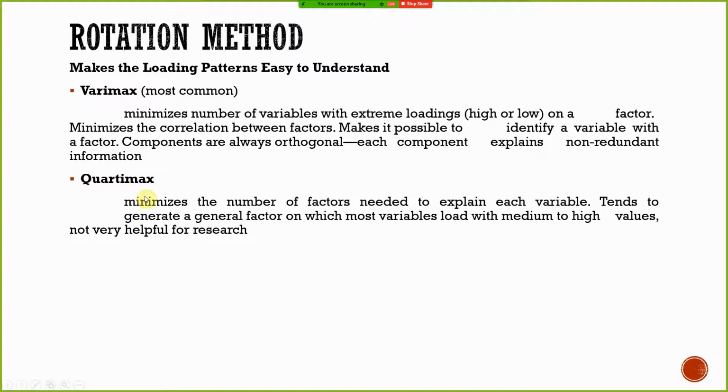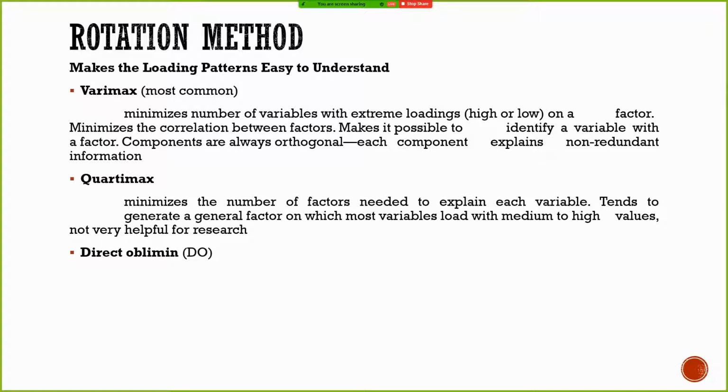The next is Quartimax. Quartimax minimizes the number of factors needed to explain each variable. It tends to generate a general factor. It generates an overall general factor which we are not interested in. We are interested in identifying dimensions in a particular construct. So this won't work for us.